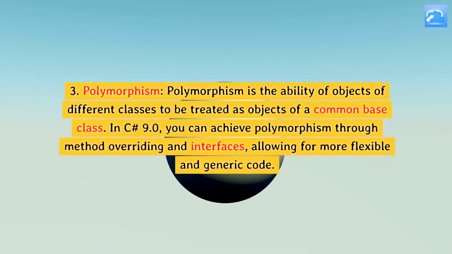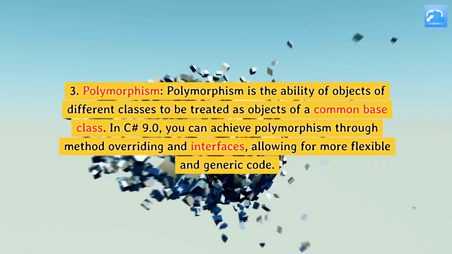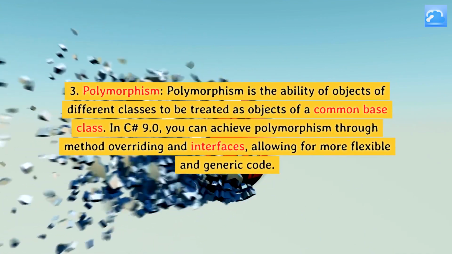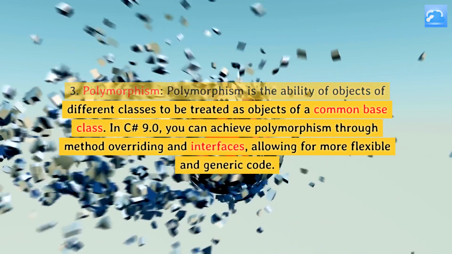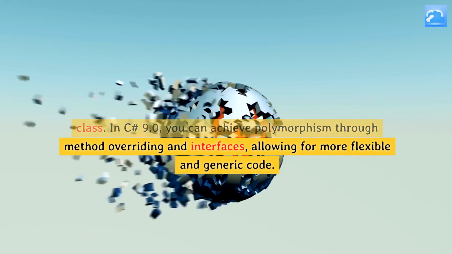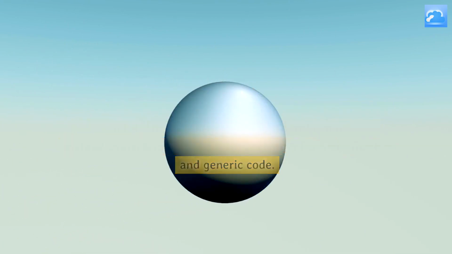3. Polymorphism. Polymorphism is the ability of objects of different classes to be treated as objects of a common base class. In C# 9.0, you can achieve polymorphism through method overriding and interfaces, allowing for more flexible and generic code.